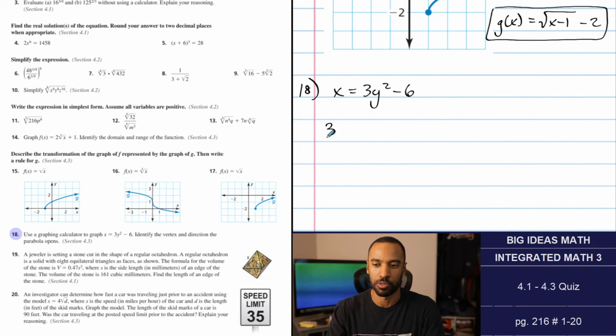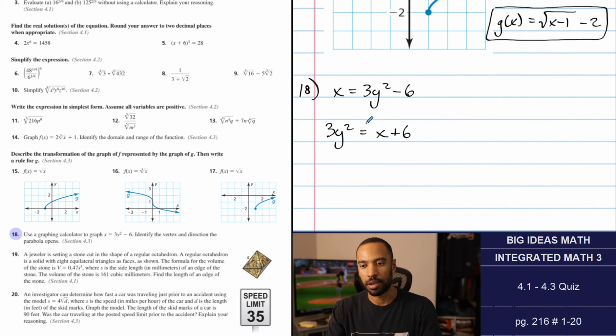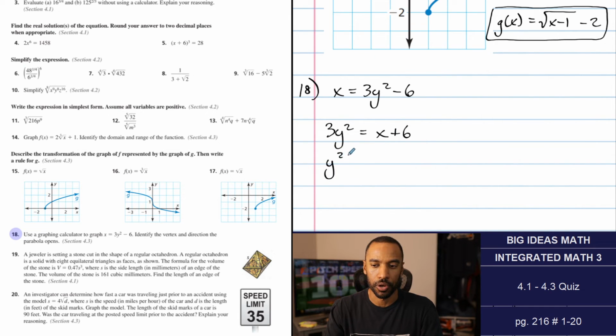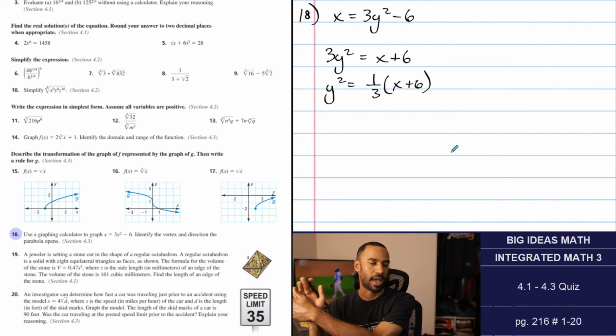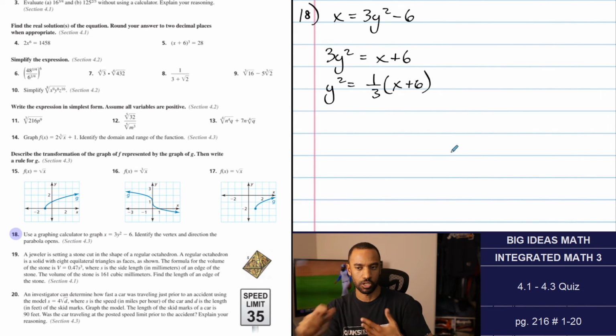So we're going to add 6 to both sides. I'll keep the 3y squared over here. We'll get x plus 6, and then we'll divide both sides by 3. Now, that's also the same as multiplying by 1/3, and I want to leave the 1/3 on the outside. This is not a requirement. This is for me to give you better predictive values of the answer without actually needing to do distribution.